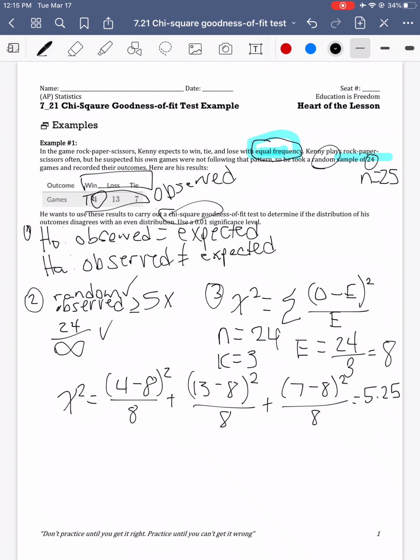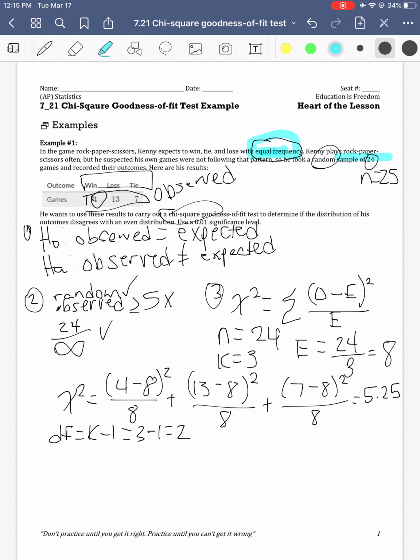All right, so after I calculate my test statistic, I need my degrees of freedom. From yesterday, what we talked about, our DF is equal to K minus 1. Our K here was the number of categories. There were 3 different outcomes: winning, losing, and tying. So our degrees of freedom here is going to be 2.